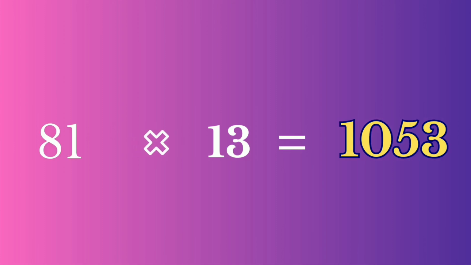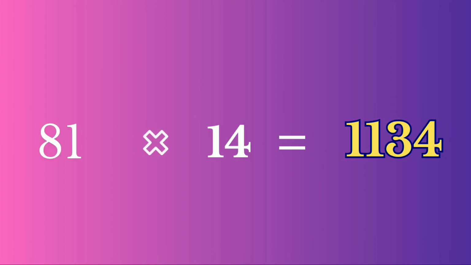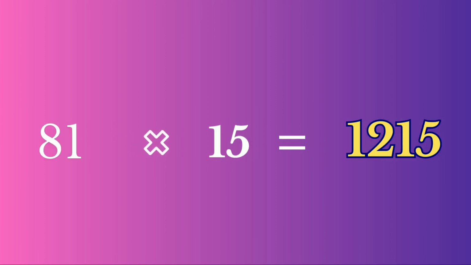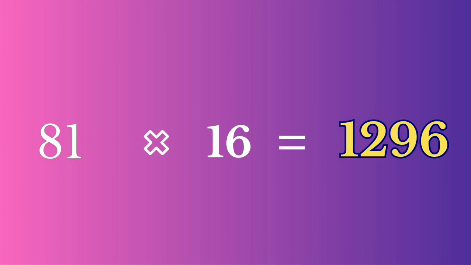81 thirteens are 1053. 81 fourteens are 1134. 81 fifteens are 1215. 81 sixteens are 1296.